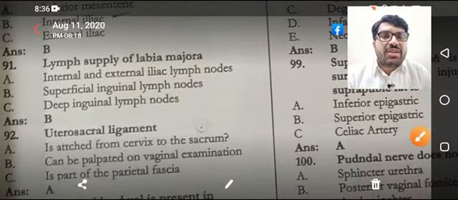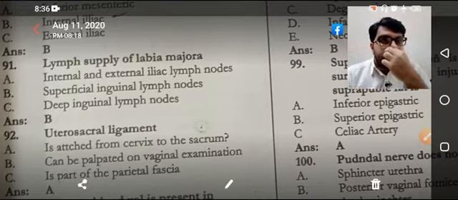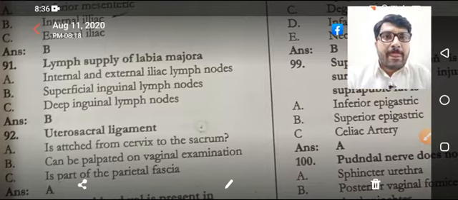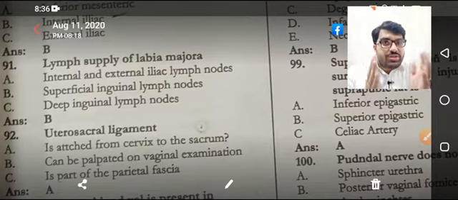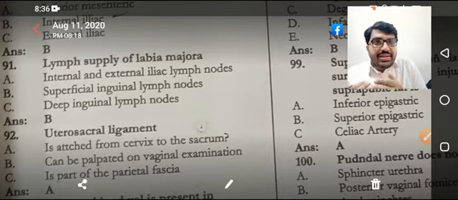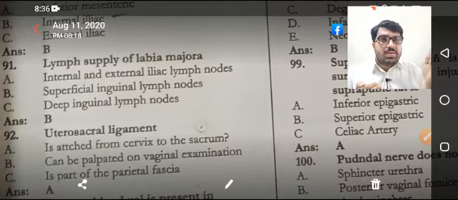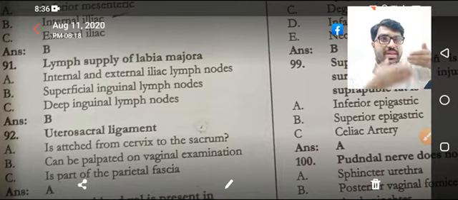Lymphatic supply of labia majora, discussed in detail in my first video: the labia majora drain into the superficial inguinal lymph nodes, and in the superficial inguinal lymph nodes there is a medial group and a lateral group. Superficial inguinal lymph node is divided into two, the superior and inferior.